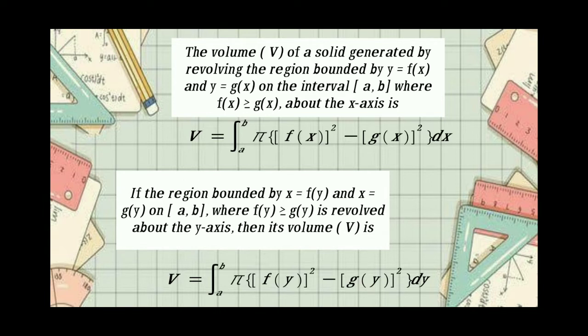g of x squared dx. When the region bounded by x equals f of y and x equals g of y on a to b, where f of y is greater than or equal to g of y, is revolved about the y-axis, then its volume is equal to the integral from a to b of pi times quantity f of y squared minus g of y squared dy.